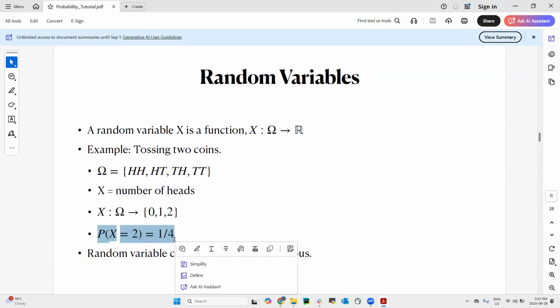So just remember one notation because some people might have issue with it. When I say P of X equal to 2 equals 1/4, you can think of X as being a random variable, 2 as the value that it takes. And then what this whole thing represents, for example, in this example, is having 2 heads. And that's going to be 1 out of 4 possible outcomes.